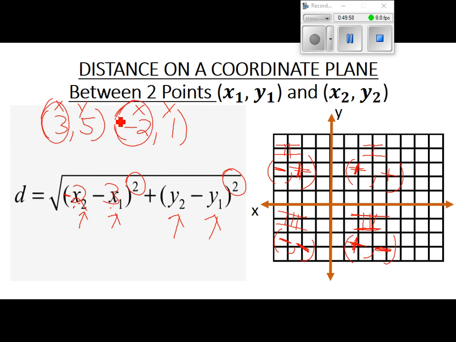Another common mistake when people start rushing. They put 3 here, and then guess what they put right here? The 5, because they get in a rush. And they say, that goes there, that goes there, that goes there, that goes there. Got to make sure X's go here, Y's go there.